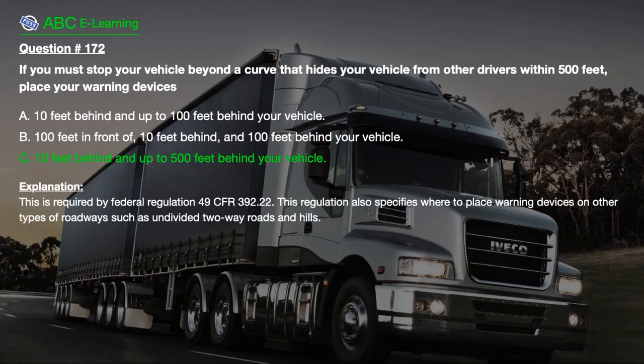The correct answer is here. C. 10 feet behind and up to 500 feet behind your vehicle. Explanation. This is required by Federal Regulation 49 CFR 392.22. This regulation also specifies where to place warning devices on other types of roadways such as undivided two-way roads and hills.